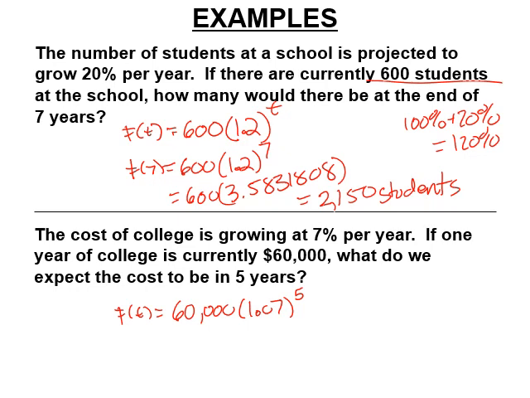All right, so we have to do 1.07 to the 5th. 1.07 to the 5th equals 1.40255. There's a bunch of other numbers I don't want to type, but it's a little bit more than 1.4. We multiply that times the 60,000 it costs now, and 5 years from now, your parents unfortunately can expect college to cost $84,153 per year. Yeah, exponential growth is not fun in many instances.